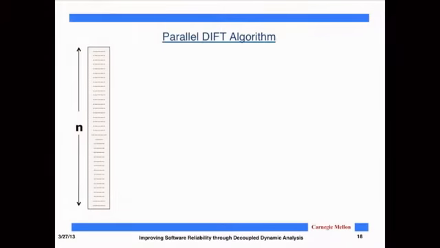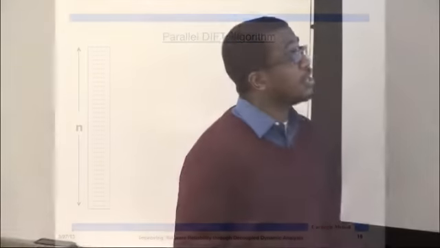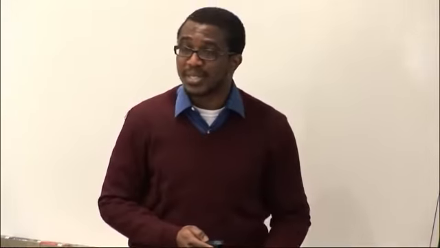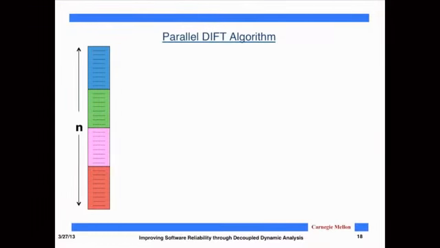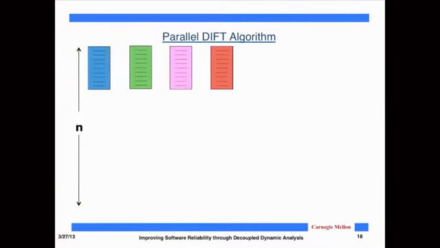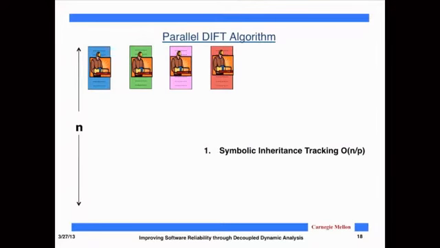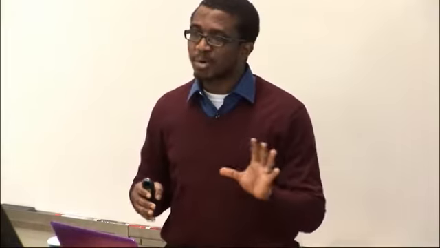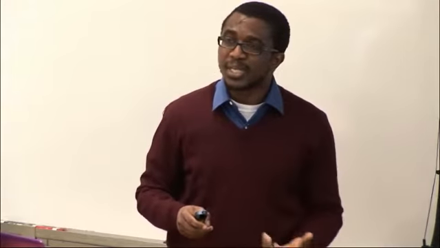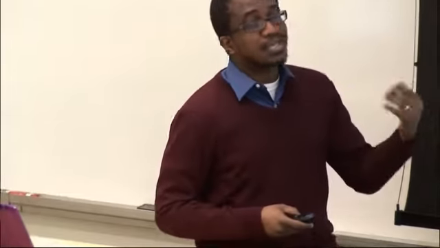I came up with this algorithm for parallelizing DIFT, which essentially works as follows. Let's say we have this stream of application events that we want to process. What we first do is break this up into segments and then run them in parallel. In parallel, we run an algorithm called symbolic inheritance tracking. The basic idea here is that rather than trying to track the propagation concretely, we can symbolically track how taint is inherited. I'll show some more details about that later. But it turns out that you can do this in parallel.